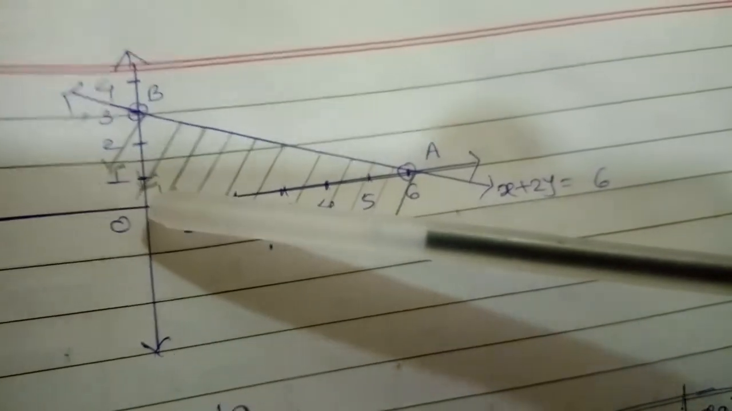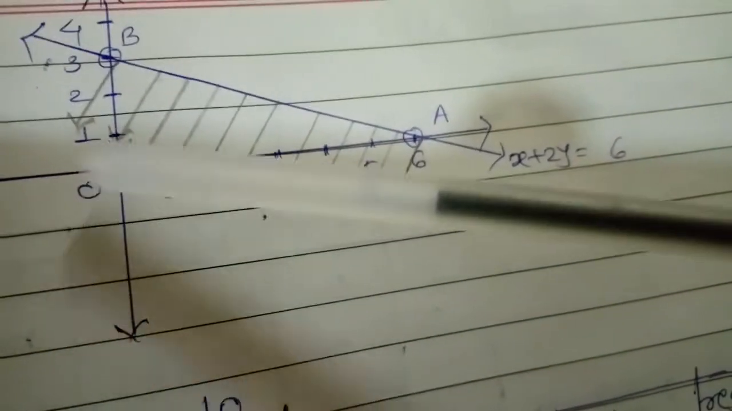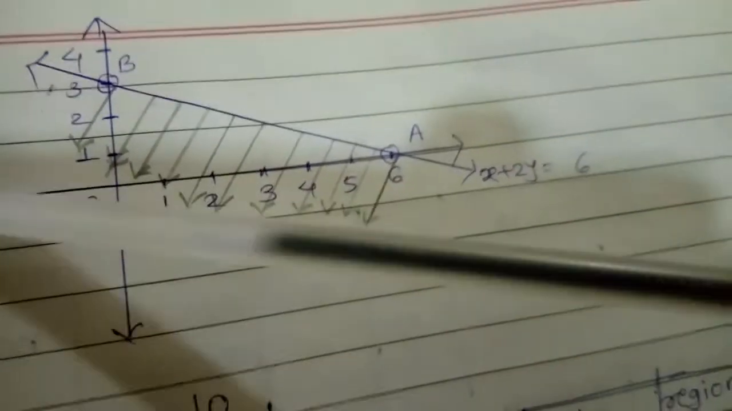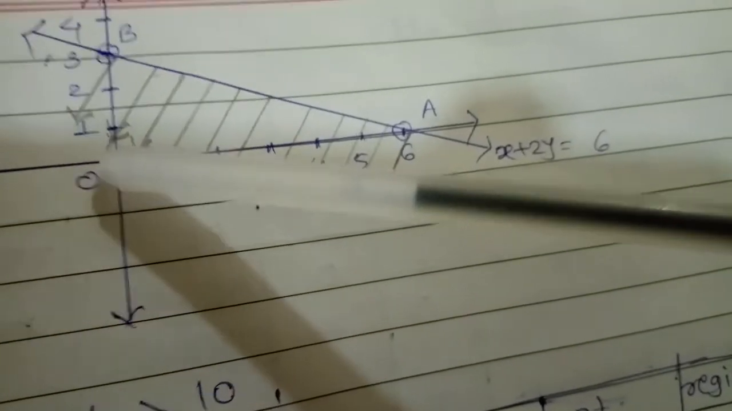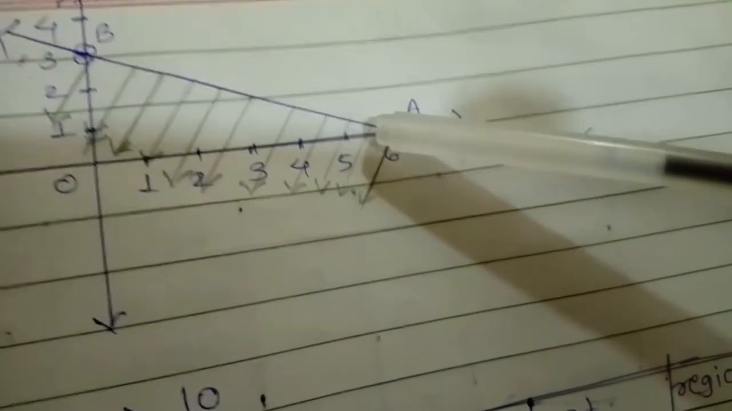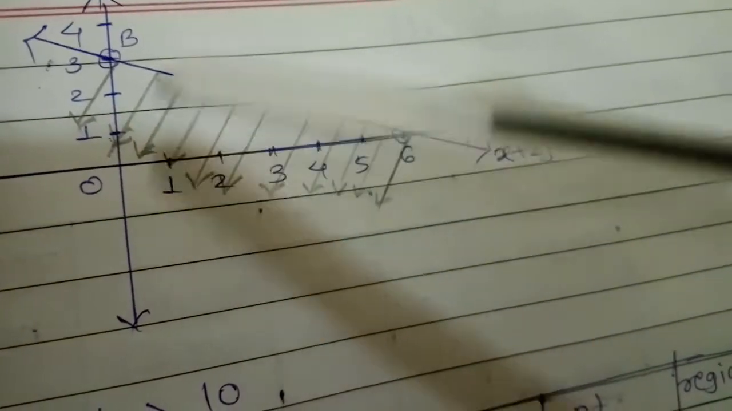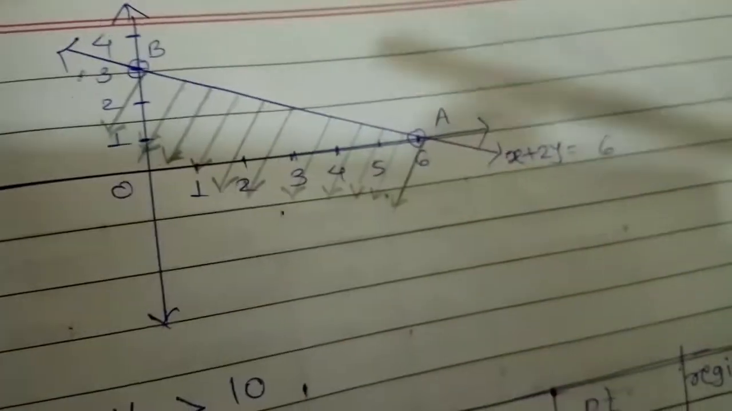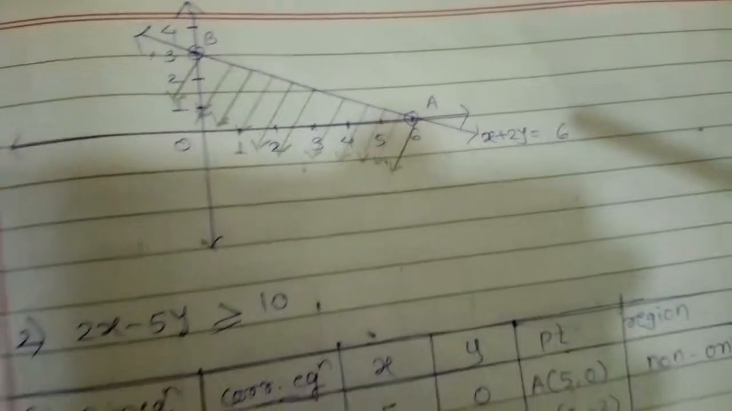Origin side means here is the origin, the intersection of these two axes. So here is the origin, so we have to draw these arrows on the origin side. Start from A and draw the parallel lines up to B. So this is the answer of your example.